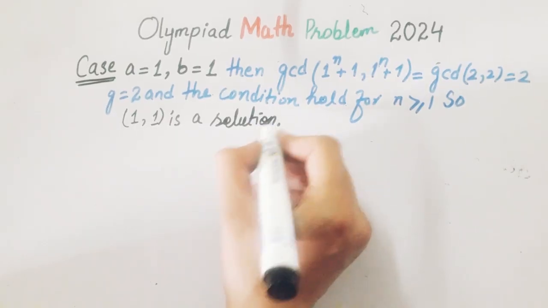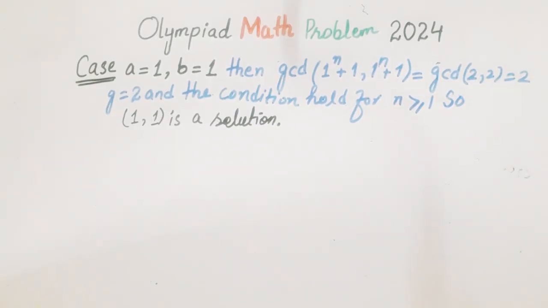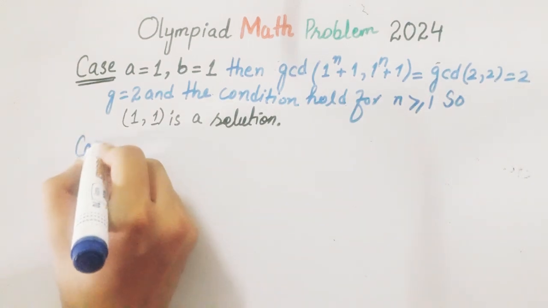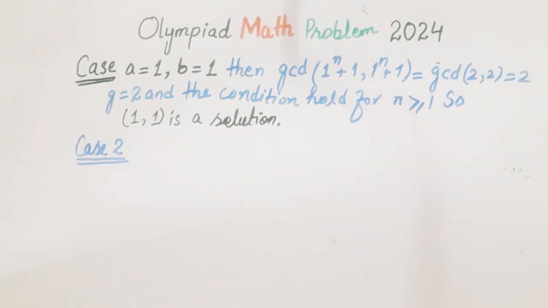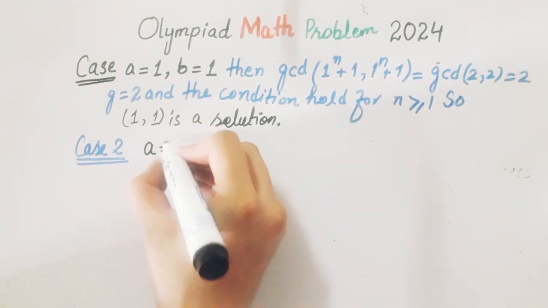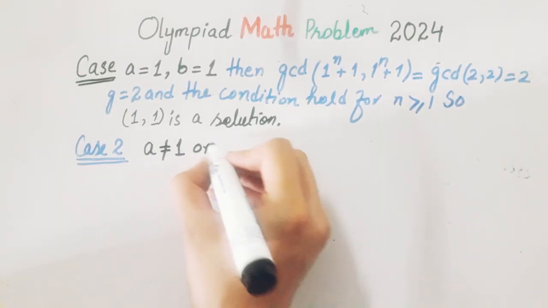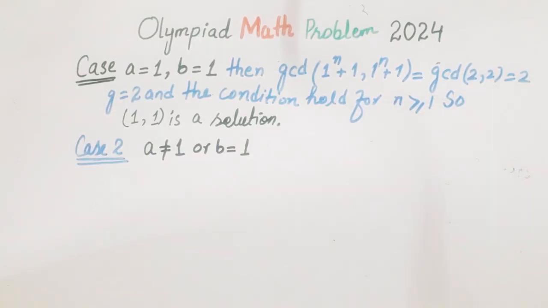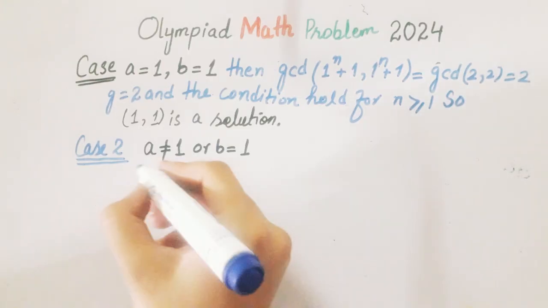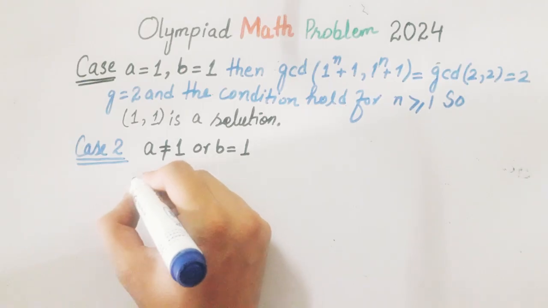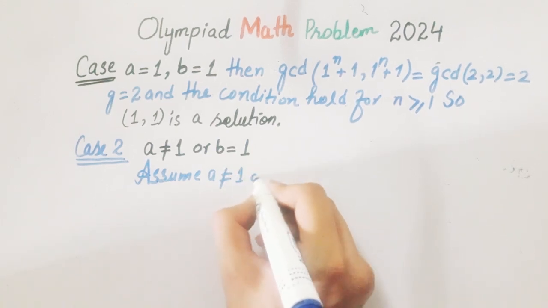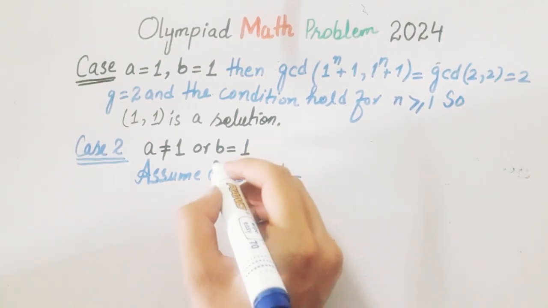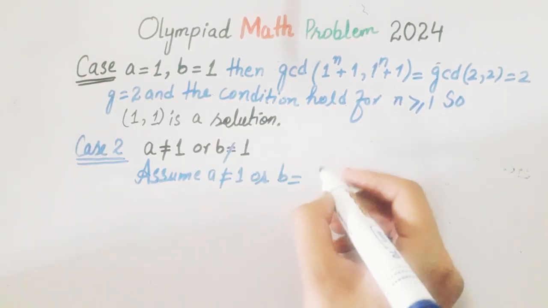Now we will solve case 2. According to case 2, the condition is that a is not equal to 1 or b is not equal to 1. Any one is not equal to 1. So we will assume that a is not equal to 1 and b is also not equal to 1. Both are not equal to 1.